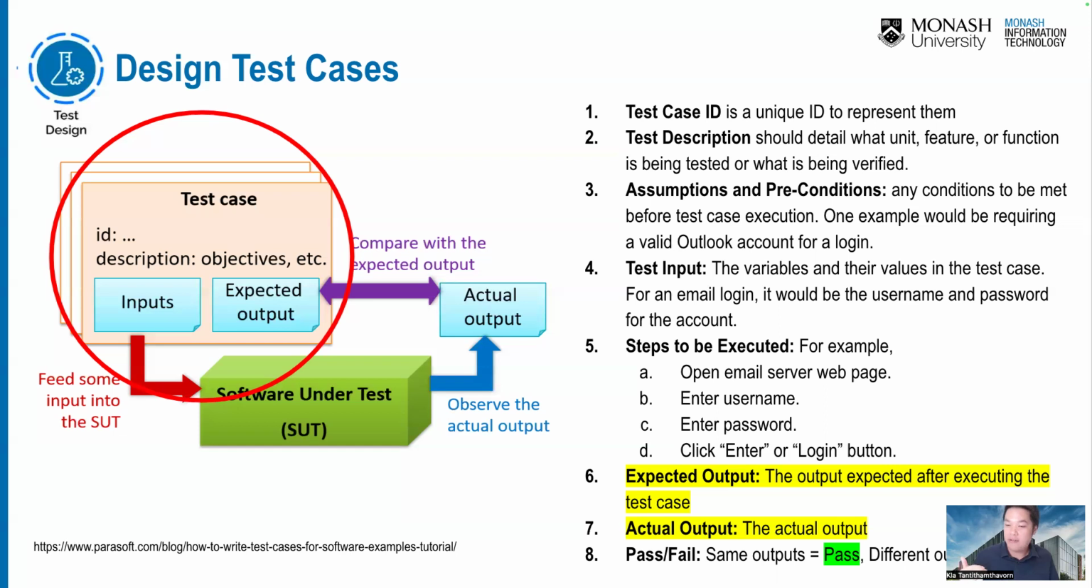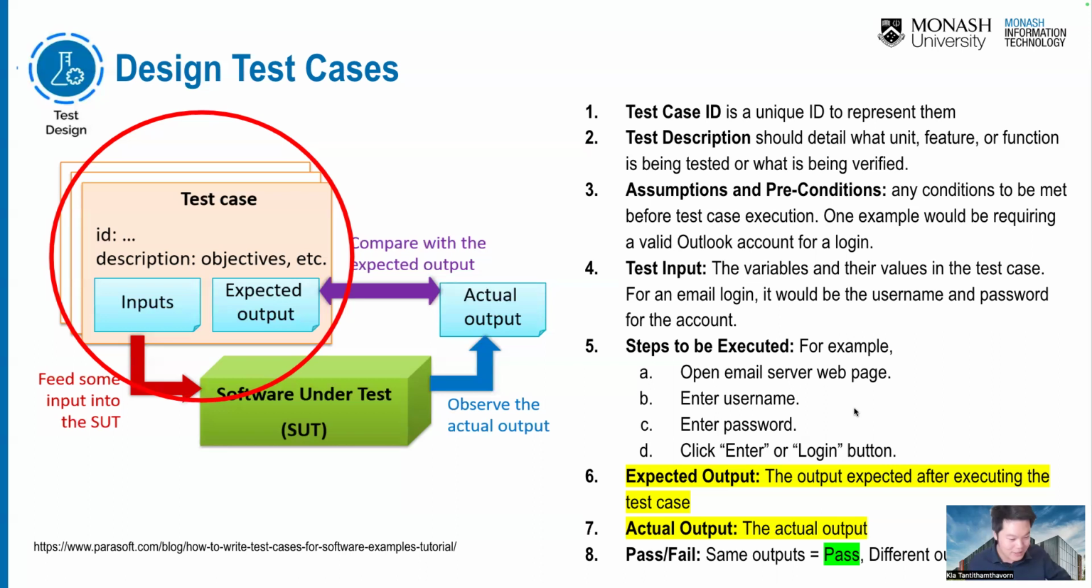And once you execute the test case, you will get the actual output. So if the actual output is 4, it means that the test case is passed because the actual output is the same as the expected output, right? But if not, it means that the test case is failed. The concept is very easy. Okay. Any questions so far about the test case design here?